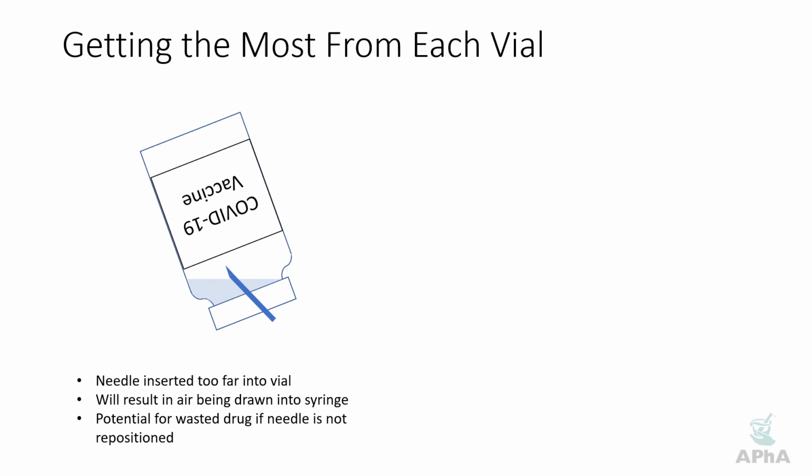And as you can see, the needle's inserted a little too far into the vial. And obviously that's going to result in air being drawn into the syringe. And of course that results in potential for wasted drug if the needle's not repositioned to get those last couple of drops out of the vial. So what's the right way to do it?